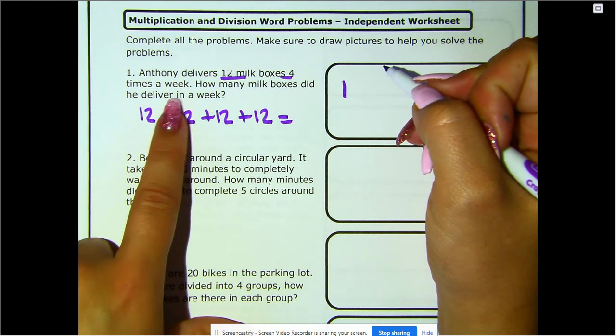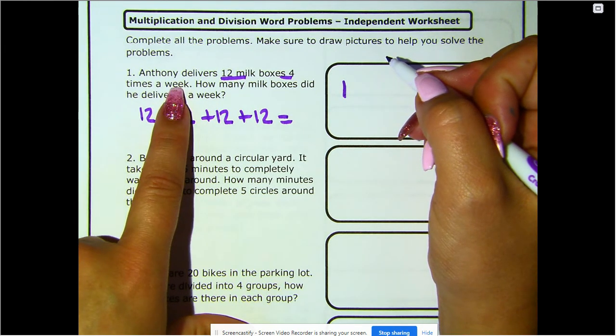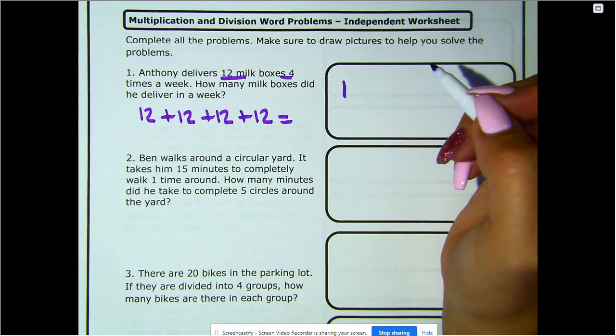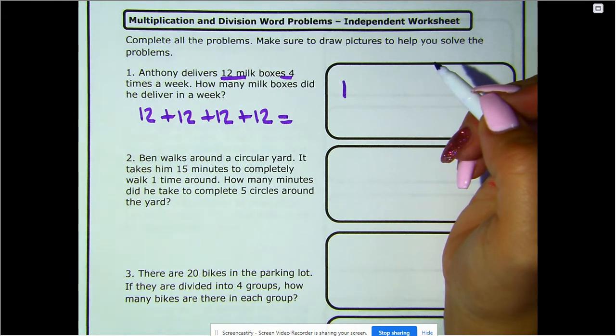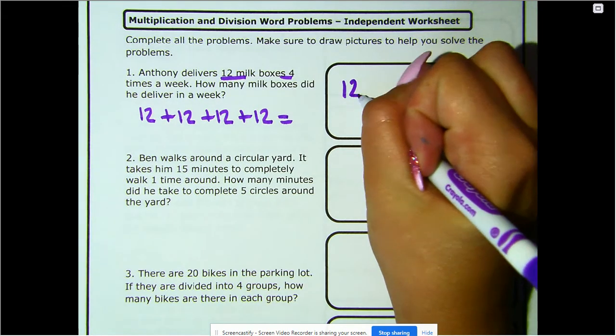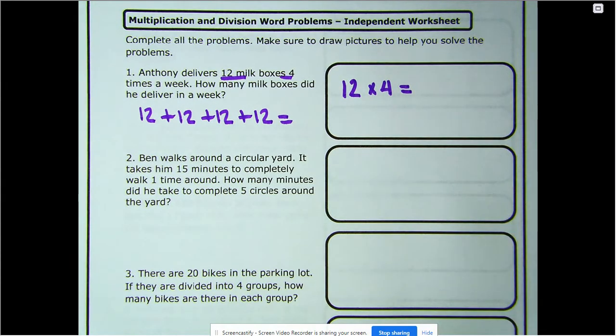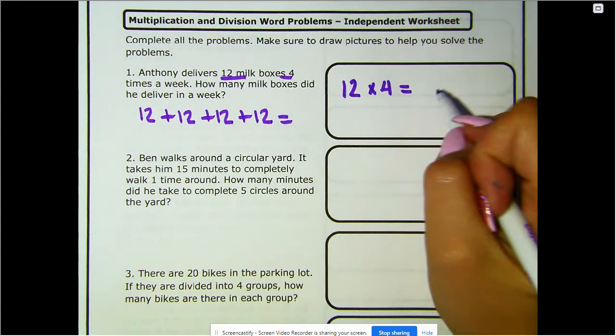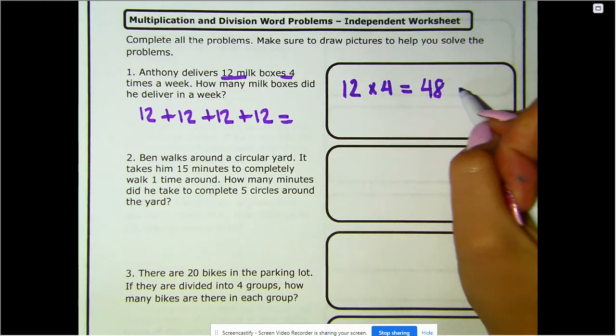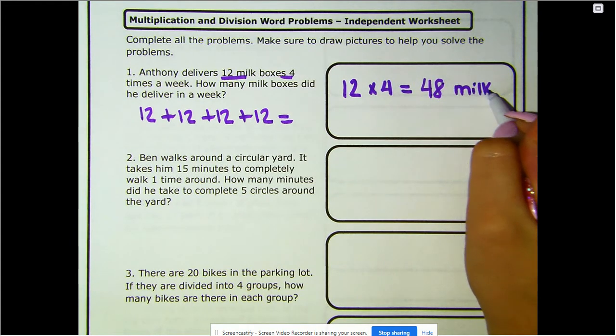Okay, so he again delivered 12 milk boxes 4 times a week. How many milk boxes did he deliver in that week? So I'm going to do 12 times 4 to figure out how many. Each time he delivered 12 milk boxes and he did it 4 times a week. So 12 times 4 would be 48. He delivered 48 milk boxes in that week.